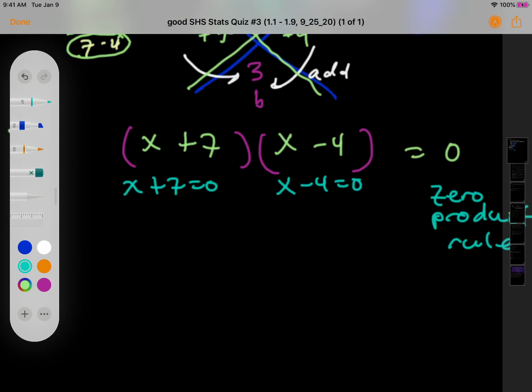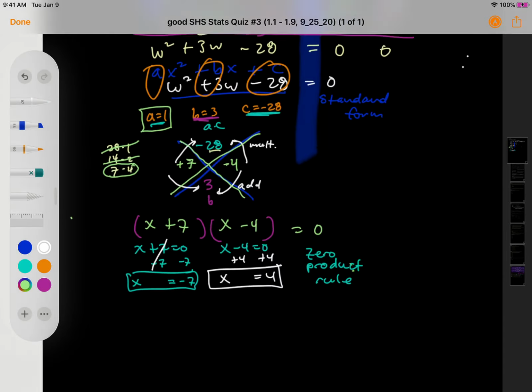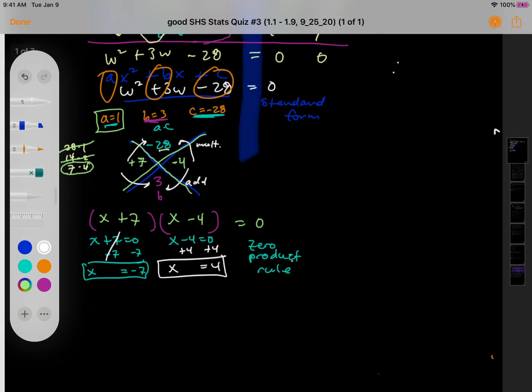And then you just have this fun, super fast math party here. X equals negative 7, right? This one equals 0, and then you add 4 here. You have x equals 4. Okay. It says factor and solve each quadratic equation. We're done. I just want to show you a quick visual of what we're doing here.